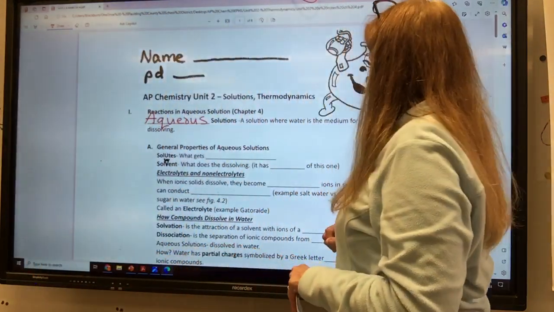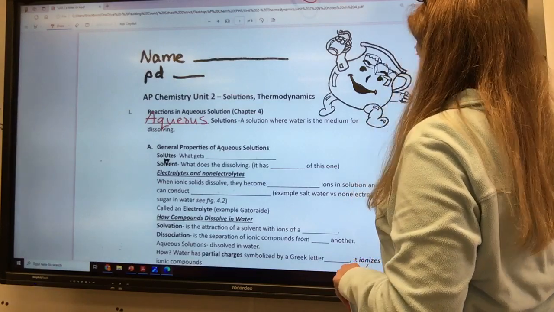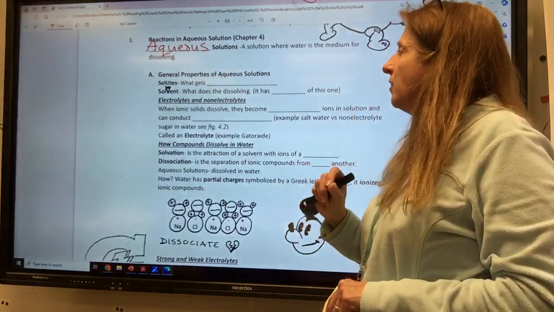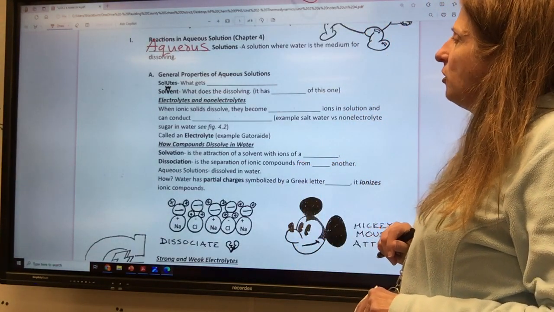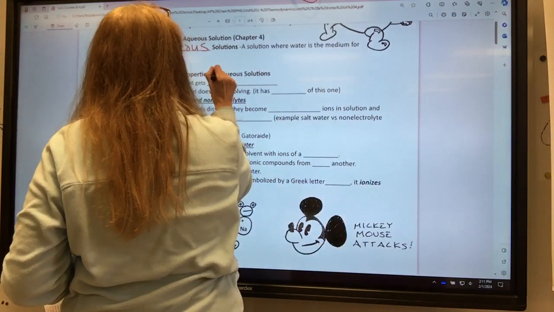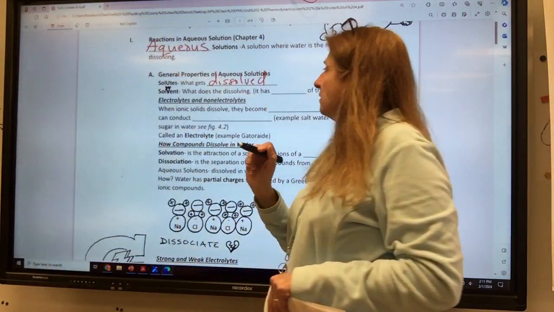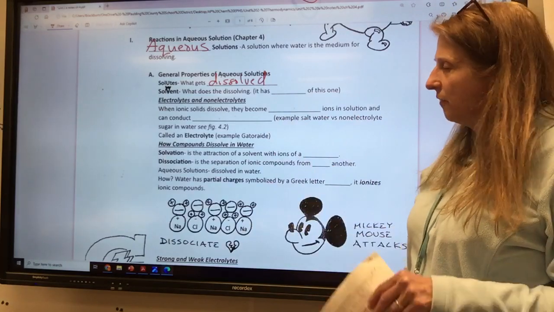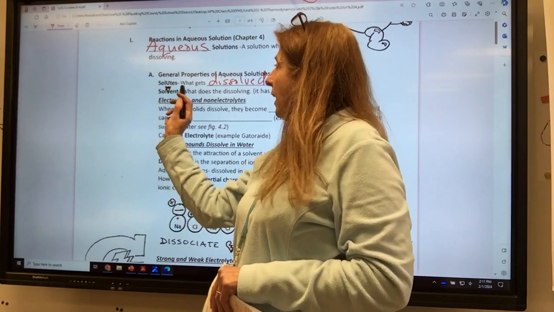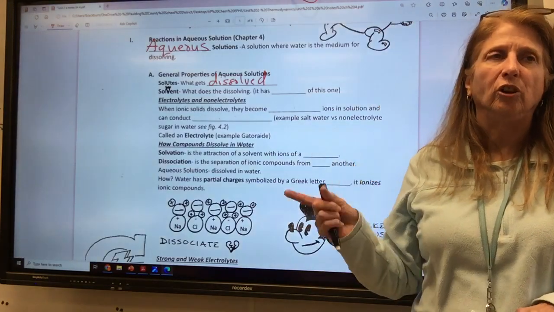It is a solution where water is the medium for dissolving, like Kool-Aid. So part of this you will already know from honors, and it's just a review, but part of it's new. So this you should remember, the solute. What is that? What gets dissolved, right? And the solvent, what does the dissolving? Now, how you remember it is make the V into a little cup and color it blue. It's got the water in it. Solvent is the water. Solute is the Kool-Aid.